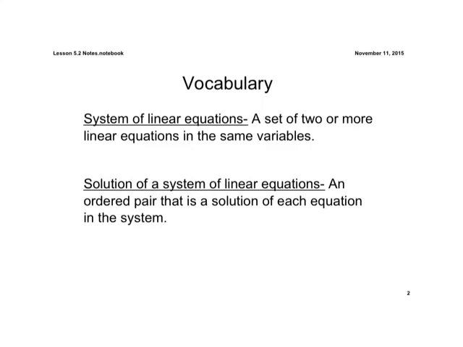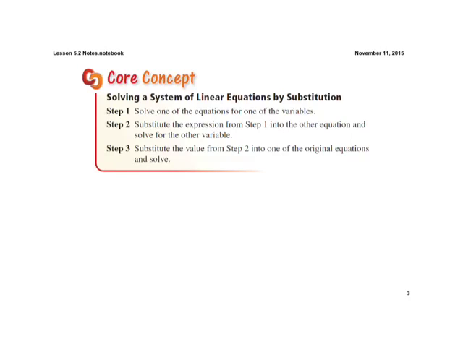We have system of linear equations, which, like last section, is a set of two or more equations with the same variables, x and y. A solution to this system is just an ordered pair that when you plug it in, like last section, it checks out. It works. It equals each other. All right, so pause the video, write these two down. No different than last section, except today we're using substitution instead of graphing.